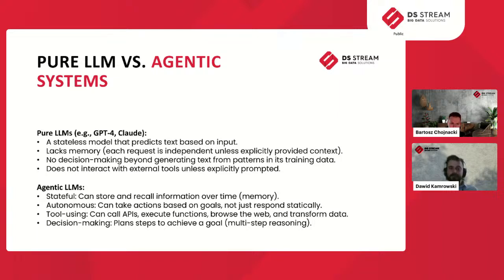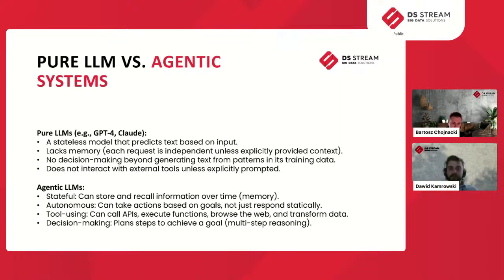Additionally, it doesn't interact with external tools unless explicitly prompted. In short, it's powerful but passive. On the other hand, an agentic LLM takes things a step further. It has memory, meaning it can recall information over time and use it dynamically. It operates autonomously, executing actions rather than just responding with text. It can integrate with external tools, calling APIs, running functions, browsing the web, and transforming data.